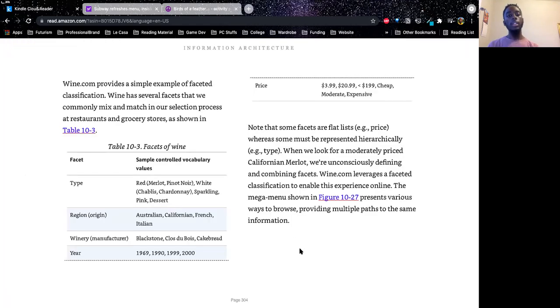Wine.com provides us a simple example of faceted classification. Wine has several facets that we commonly mix and match in our selection process at restaurants and grocery stores, as shown in Table 10-3.